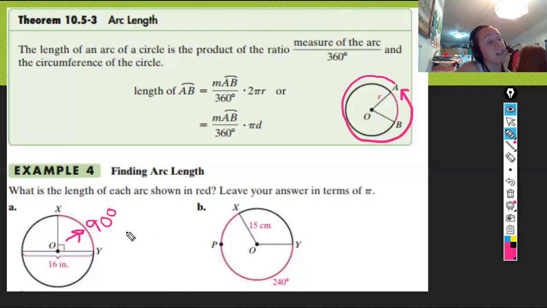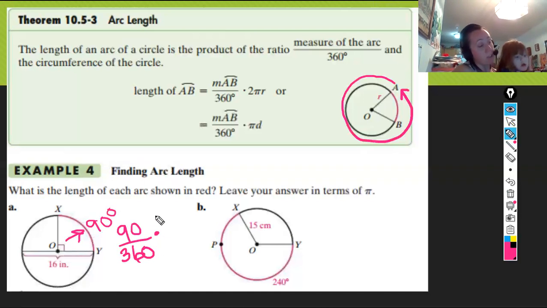So we're going to take 90, which is my arc measure, and divide it by 360. And we're going to multiply that by my circumference.